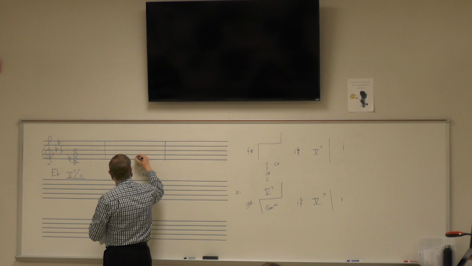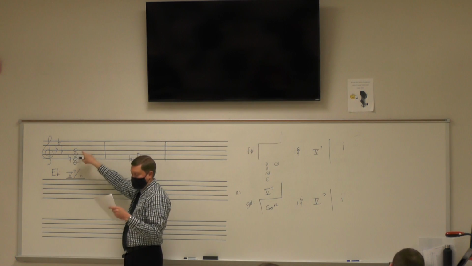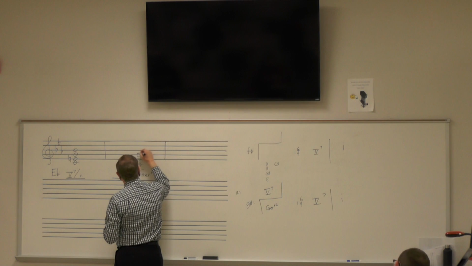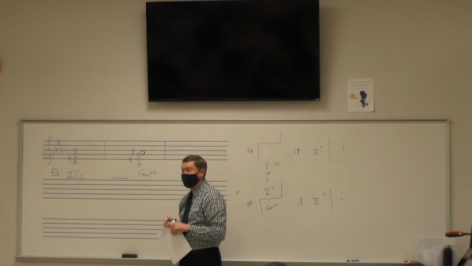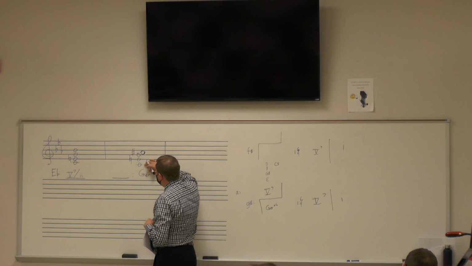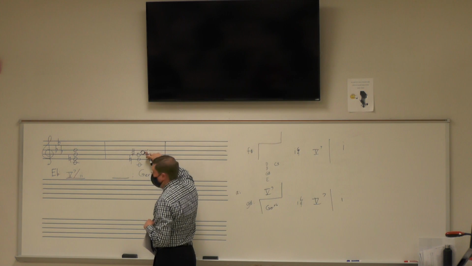So C, E natural, G, and how do I spell B flat enharmonically? A sharp. This is now spelled as a German 6. And since it is a German 6, that means this note is le, this note is do, this note is me, and this note is fi.